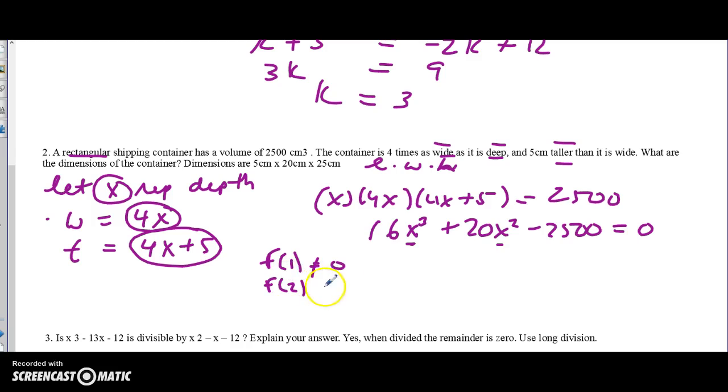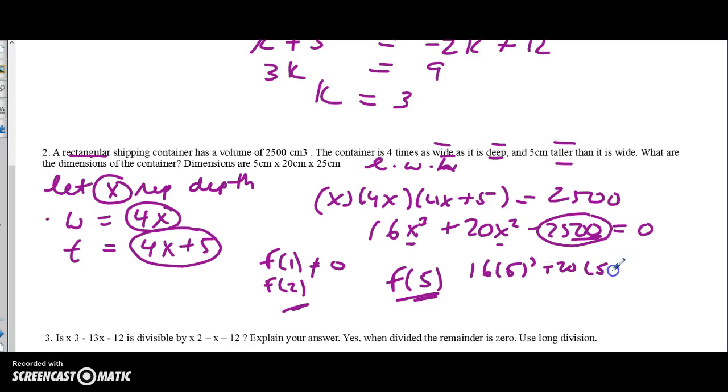So 1, 2, and then you notice here I have 2,500. A nice safe bet, if you're ending in 0 or 5, after trying 2, is a great guess for everything, but you go ahead and throw 5 in and see what happens. And when you do, you figure out that 16 times 5 cubed plus 20 times 5 squared minus 2,500 is 0. So one of your dimensions is 5. That'll be your x, which is your depth. The other one is your width, which is 4 times 5, which is 20.